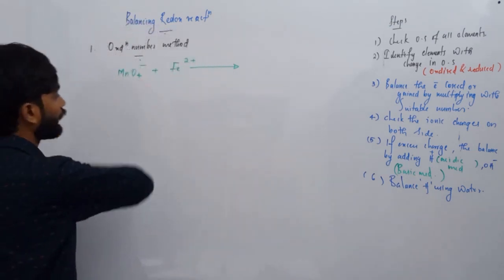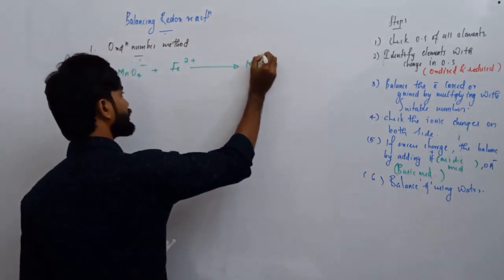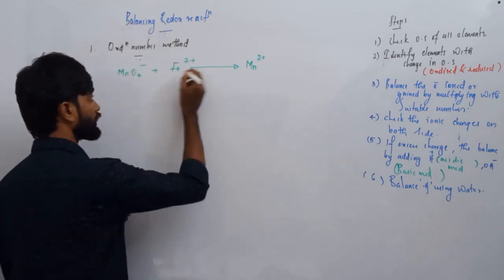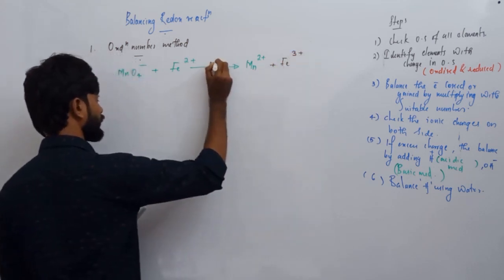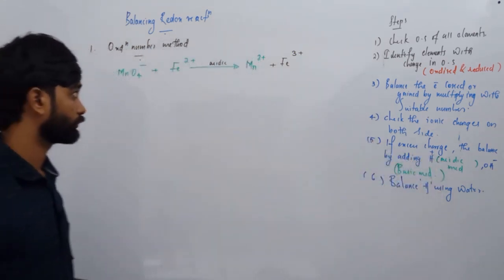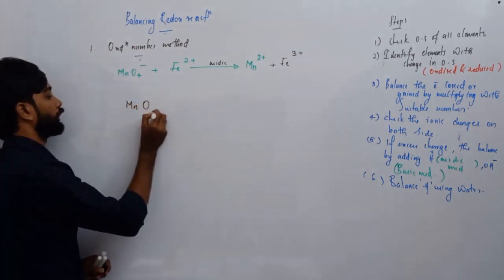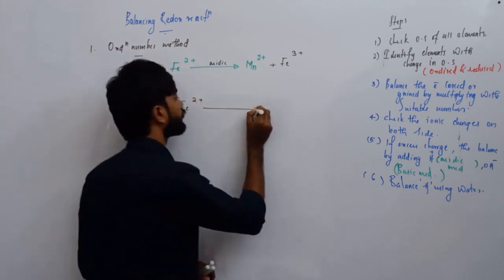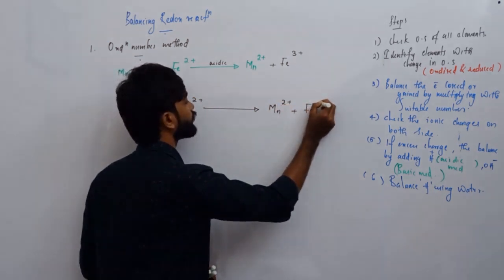So you should know that permanganate, MnO4 minus, in acidic medium will become Mn2 plus. It is already said how to design the product. And your ferrous ion will oxidize to ferric. The reaction is in acidic medium, so you have H plus with you. This is the skeleton reaction. Let me write it once again: MnO4 minus plus Fe2 plus gives Mn2 plus plus Fe3 plus.